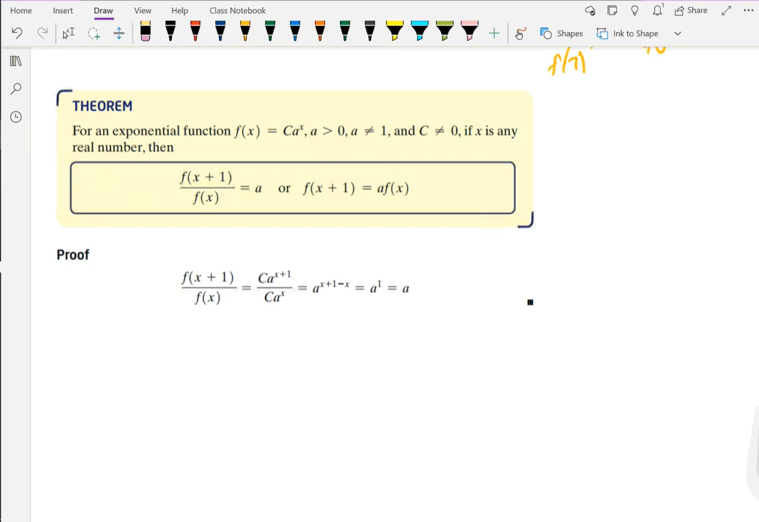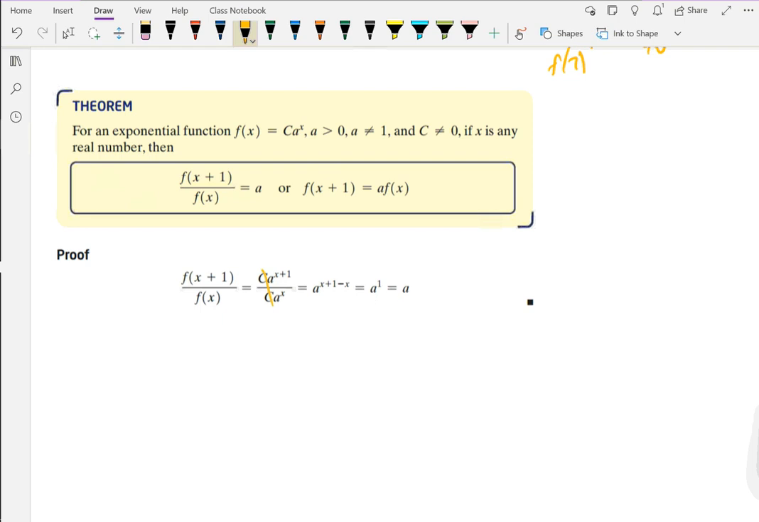Now, as far as the proof on this, fairly easy to take a look at. So I just copied this straight from the text when I dropped in the theorem here. F of x plus 1 means that we're going to change the input to x plus 1. So instead of c a to the x, it's c a to the x plus 1. F of x then is still c a to the x. Our c's end up canceling. Our property of exponents, when we divide the same base, we subtract the exponents. So we have x plus 1, which is the numerator, minus x, which is our denominator, and x minus x is 0, plus 1 is 1, so we have a to the first, and a to the first is still just a.